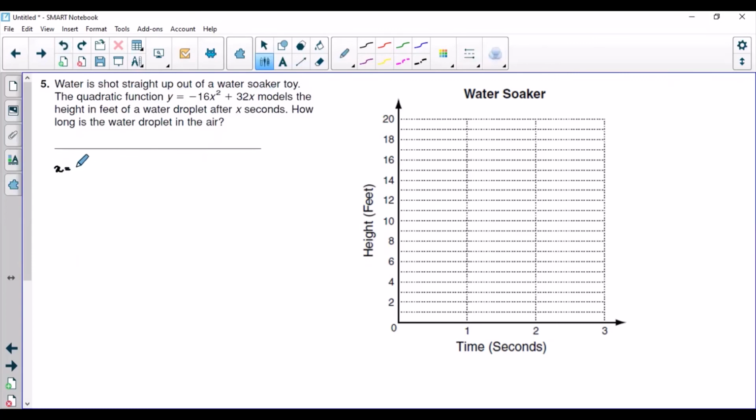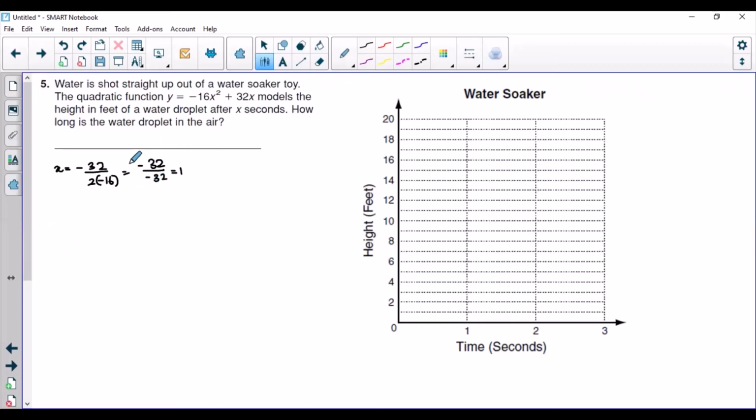X is going to be equal to -b over 2a, which means -32 divided by -32 would give you a 1. So the value of the axis of symmetry is 1.